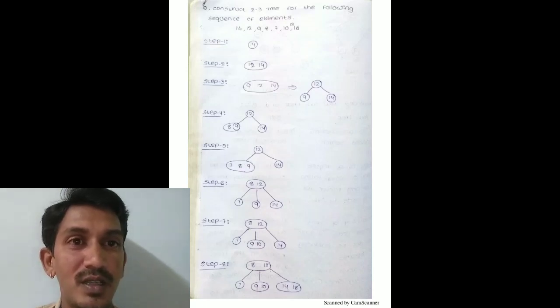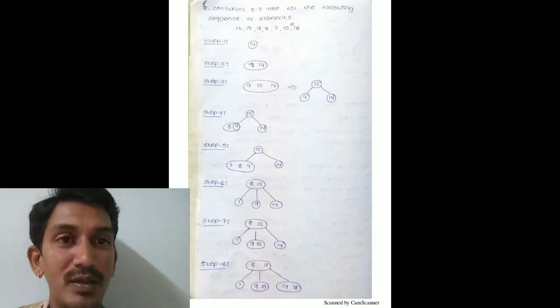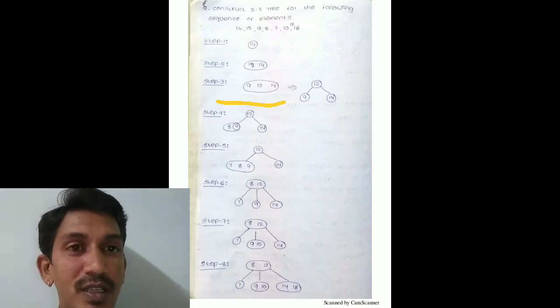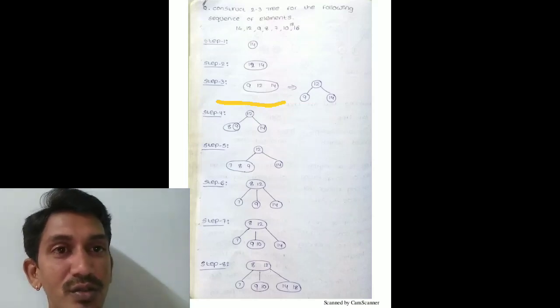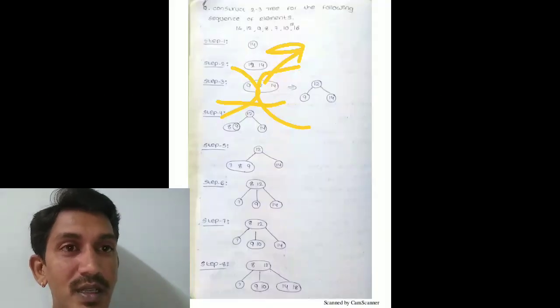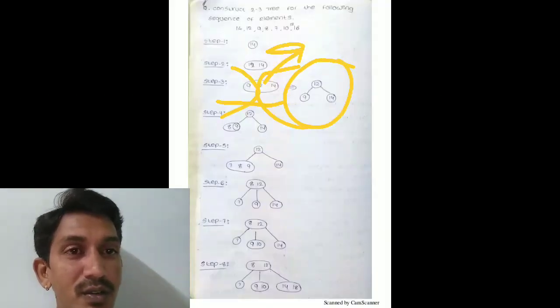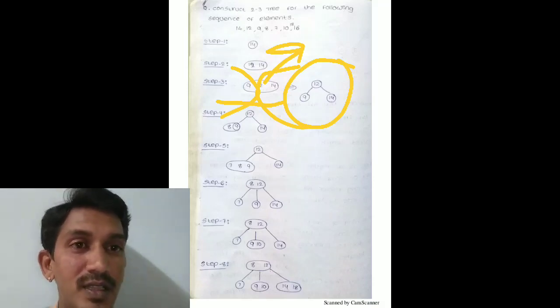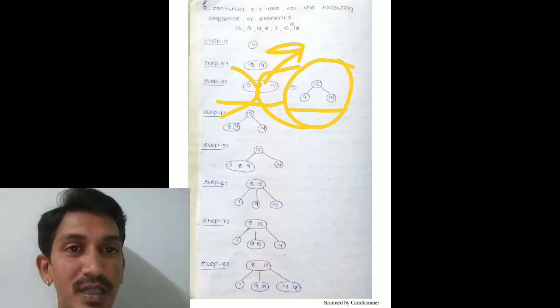Coming to step 3, the third element is 9, that will be placed like that, but it will violate the rule because a maximum of 2 data items we should maintain at the root position. So we are applying the splitting rule: the middle element goes to the root, 9 is split as a left subtree and 14 is split as a right subtree. So this is our splitting rule. After applying the splitting rule, the tree structure changes like this, and all elements should maintain the same level.